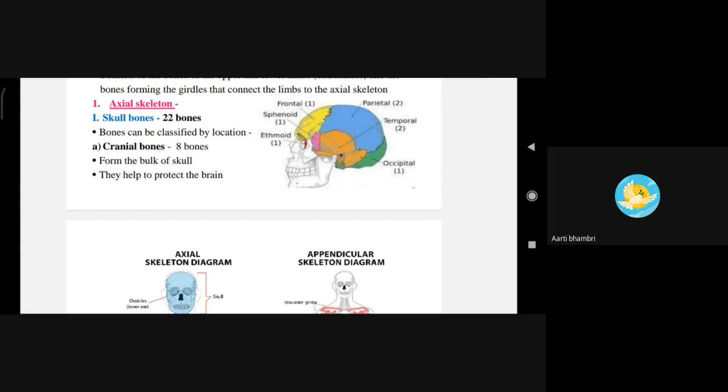The axial skeleton is divided into, first of all, skull bones. Our skull has 22 bones.